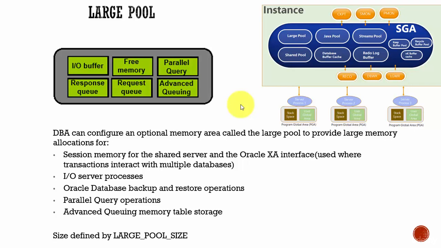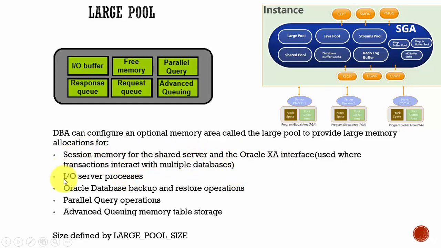If you don't allocate large pool, then these operations will use the shared pool, resulting in lack of memory for the other important operations. Okay, what are those operations? The operations like session memory for the shared server and the Oracle XA interface. This Oracle XA interface is used if the transactions have to interact with multiple databases.